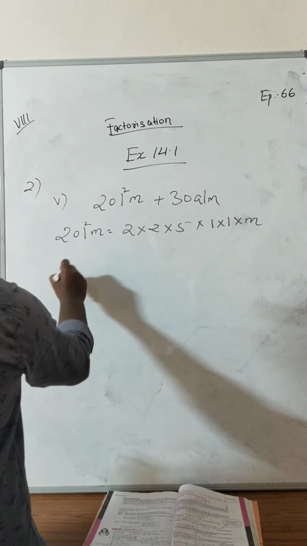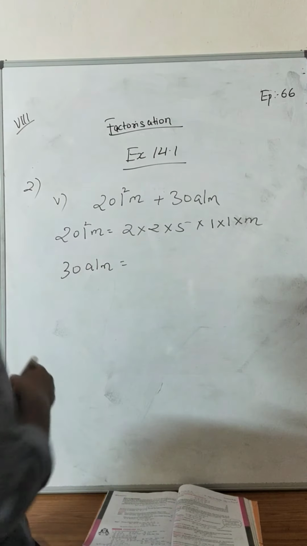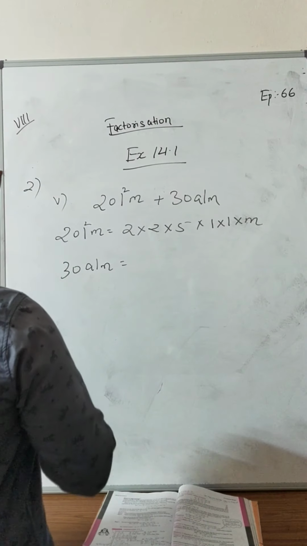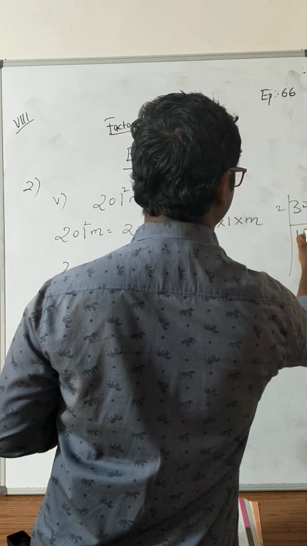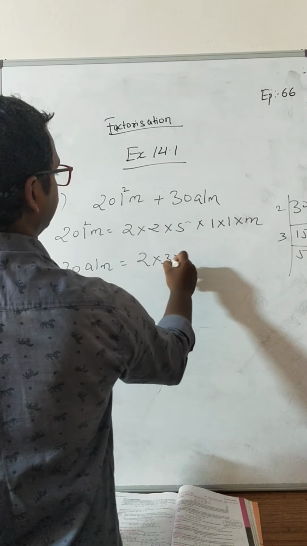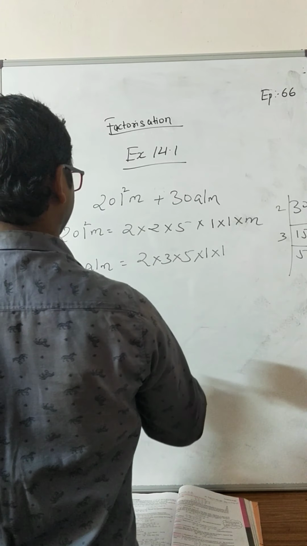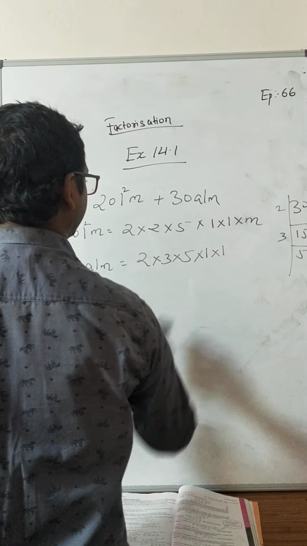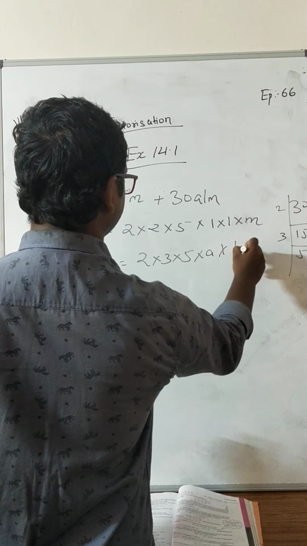Next is 30 ALM. 30 is 6 into 5. So 2 into 3 into 5, into L square is L into L, and ALM is A into L into M.